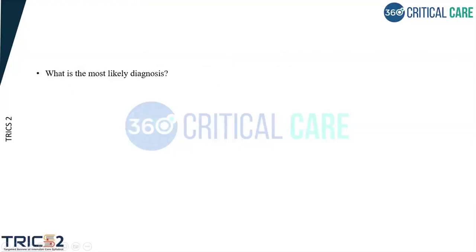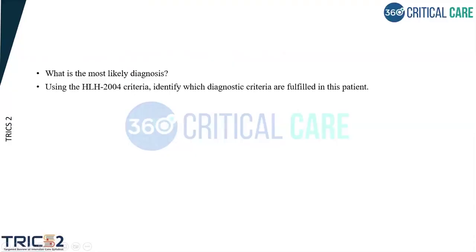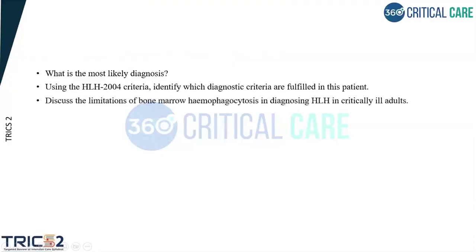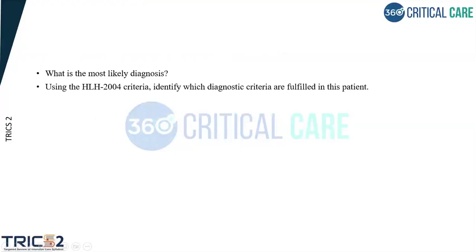So this is one of their favorite questions. What is the most likely diagnosis? These are the questions that they usually ask. Using the HLH criteria, identify which diagnostic criteria are fulfilled, discuss the limitations of bone marrow hemophagocytosis in diagnosing HLH in critically ill patients, and outline a comprehensive ICU management strategy for this patient. So you have to pick up the hints given in the question. We all know this is an HLH case.